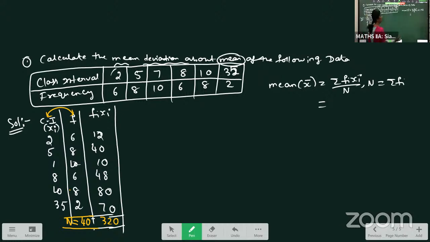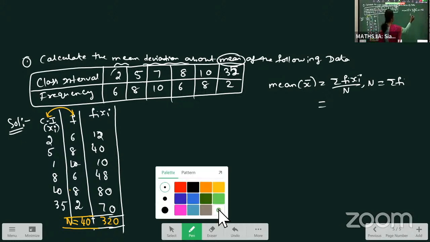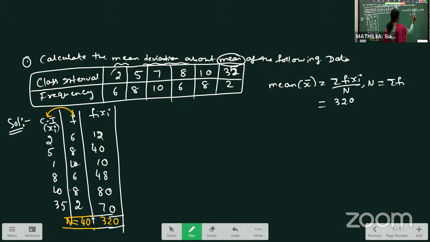Now go to the formula sigma fi xi by N. The sigma fi xi value is 320, N is 40. Here the zeros cancel. 4 eights are 32, so the mean we got is 8.